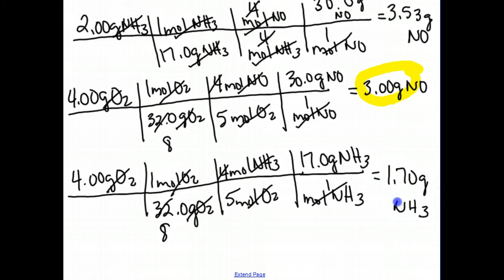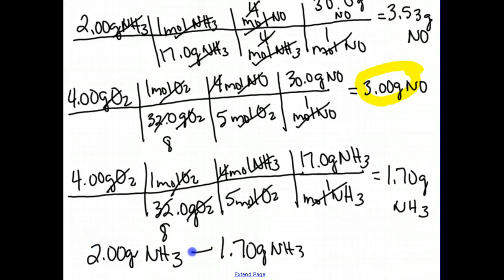NH3. We are not done yet. It seems like it's gone on forever, but we're not quite finished. 1.70 is the amount of ammonia that reacted, not what is left over. So to find the excess, we subtract the amount that reacted from the original sample. So our original sample was 2.00 grams of NH3, minus our 1.70 grams of NH3, and that leaves you with 0.30 grams NH3 remaining.